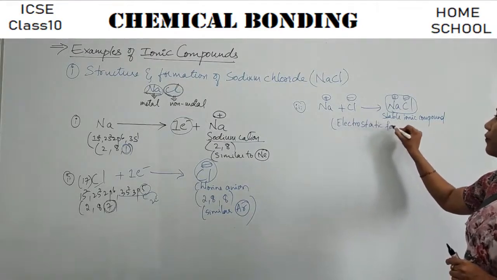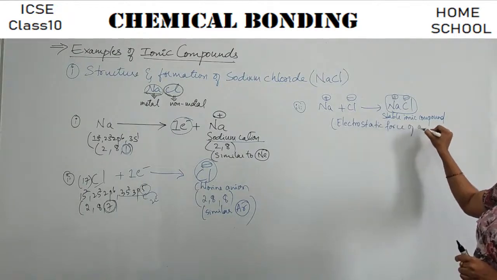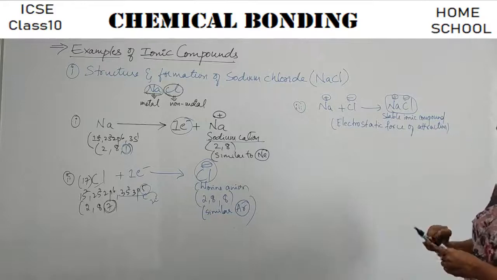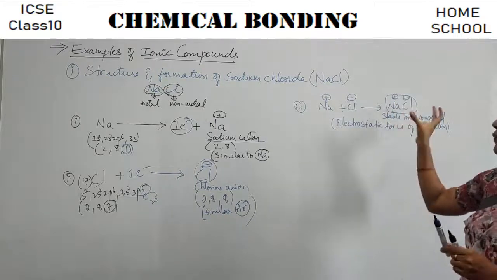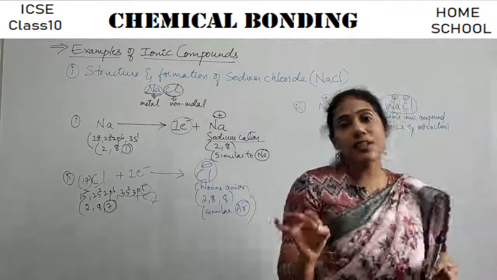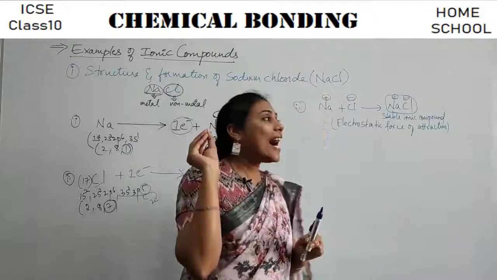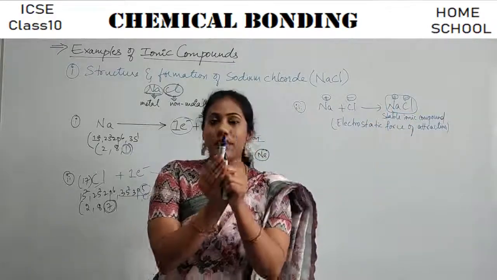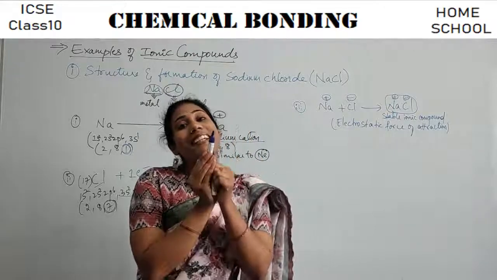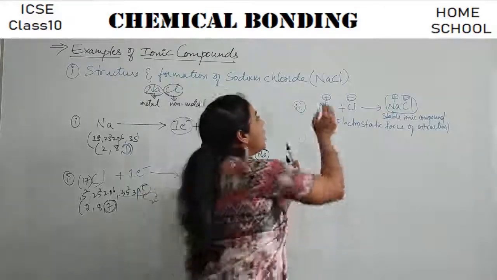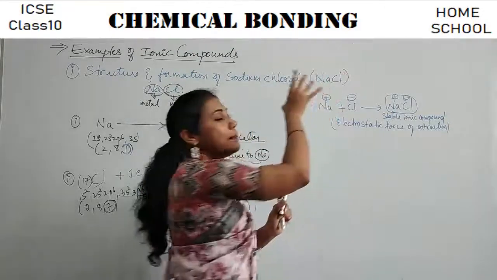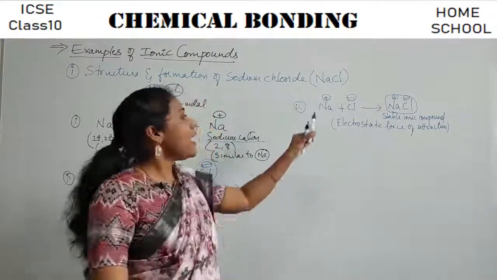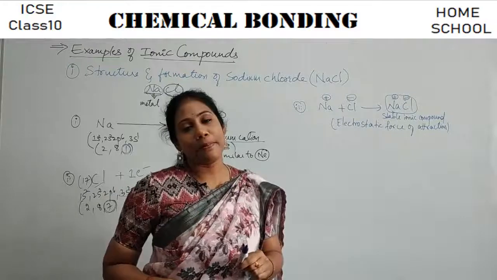So what do you mean by electrostatic force of attraction? An attraction between a positive and a negative ion is called electrostatic force of attraction. That attraction is keeping sodium and chlorine together. So you are getting an entirely new compound called NaCl, that is sodium chloride. This is how NaCl formation takes place.